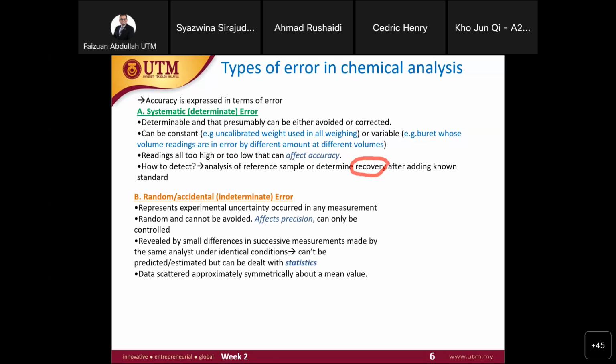Understood? If you understand, please give a thumbs up about the recovery. What is the acceptable value for recovery, guys? Again, plus minus 20%. Yes, good.